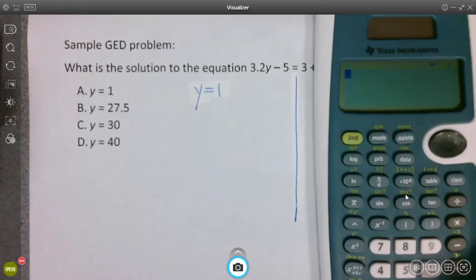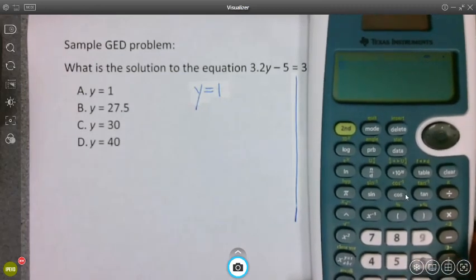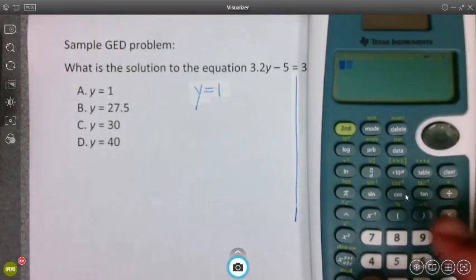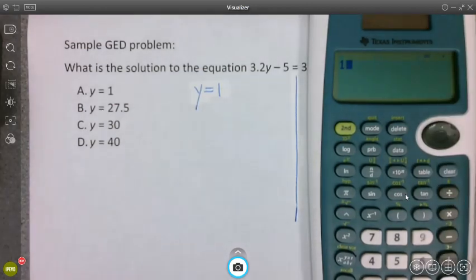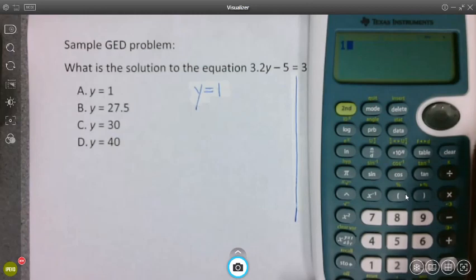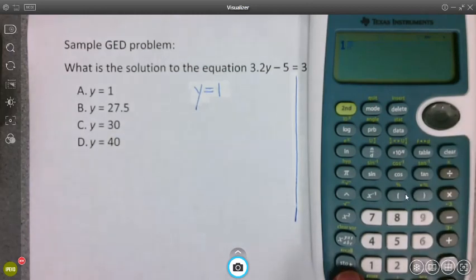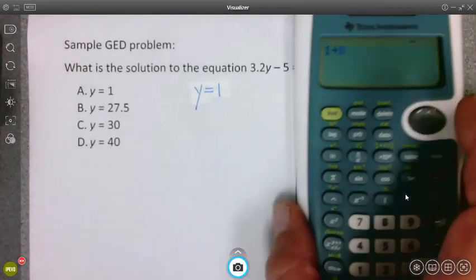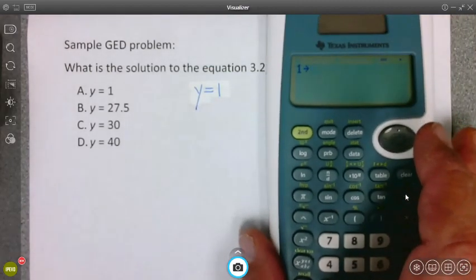Now I'm going to use my calculator to keep track of my work. So my calculator's on. I'm going to type in the number 1, which appears on the screen, and then I'm going to move my calculator up so you can see this key. I'm going to use the store key, STO, to store that value in the calculator for the letter y.